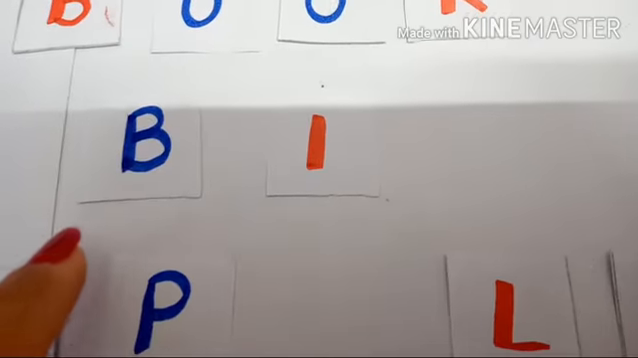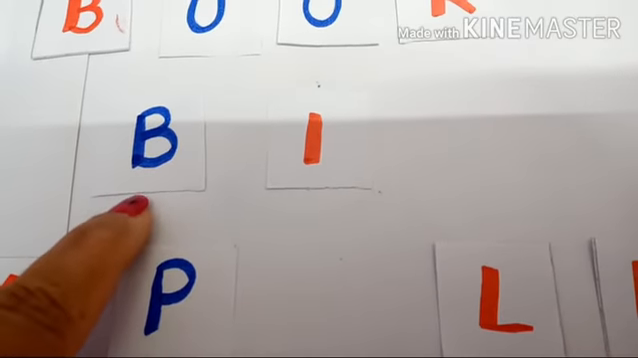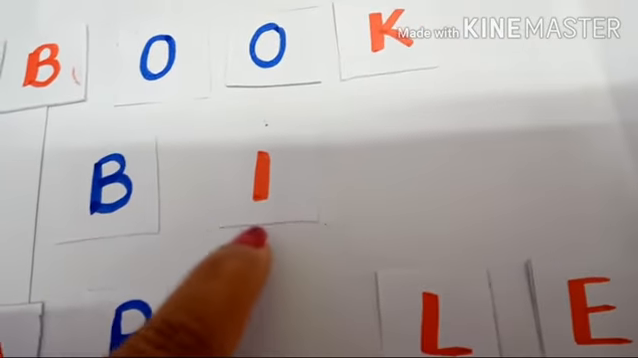Very good. Now the next word is B I. One more letter is missing here. Which letter is missing here? Think. B I. We can put G here. Now our word is complete. B I G, big. B I G, big.